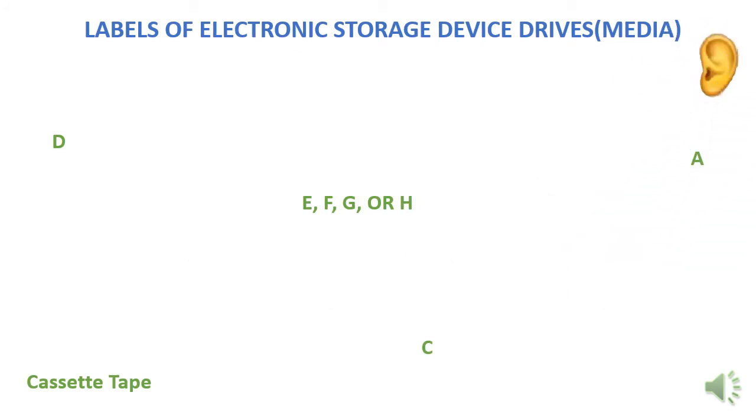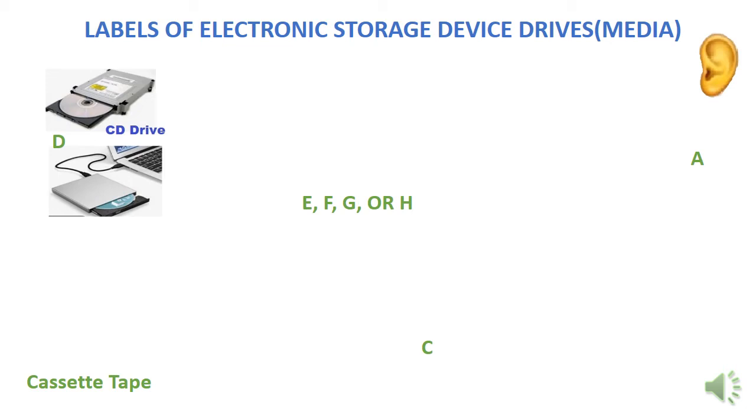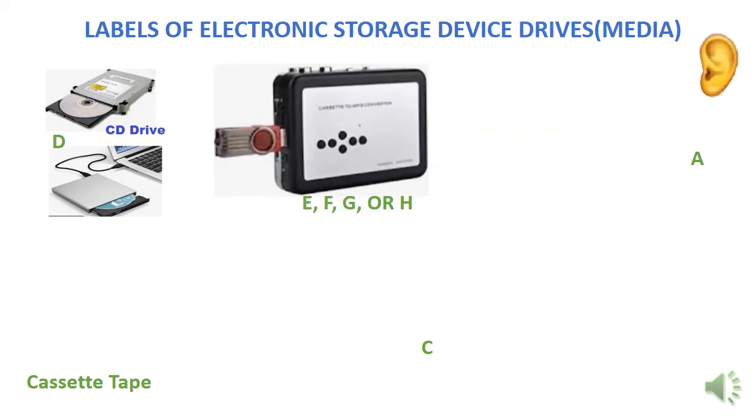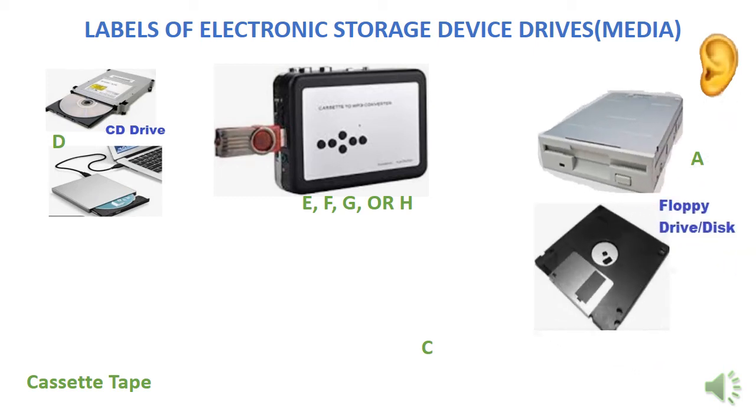Let us take a close look at the labels of electronic storage device drives or electronic storage media in our computer system. On our screen is the CD drive, and the CD drive is always labeled as D. When you open My Computer, you will see your CD drive, compact disk drive, labeled as D. Then you will see your flash disk labeled as disk E, F, G, or H. Is that taken? Good. Then you will also see your floppy disk drive labeled as A.